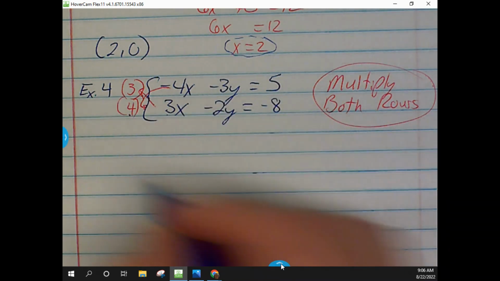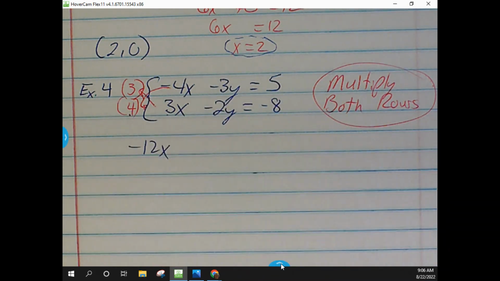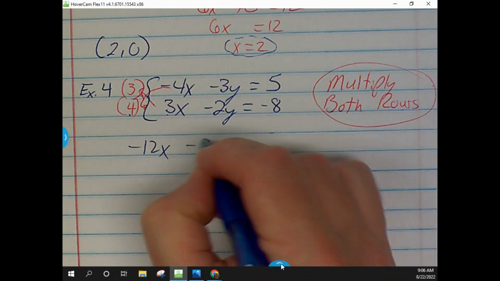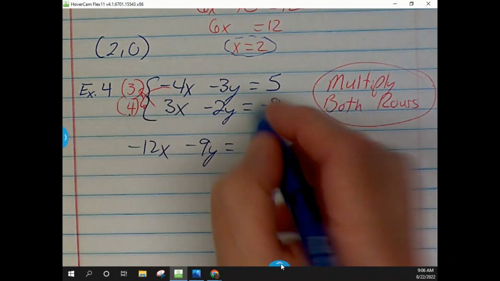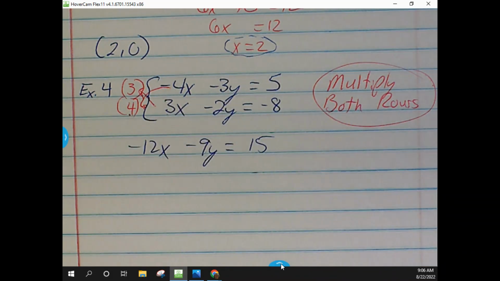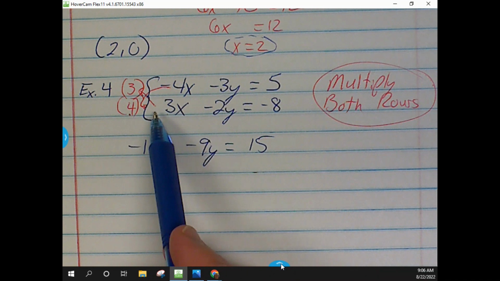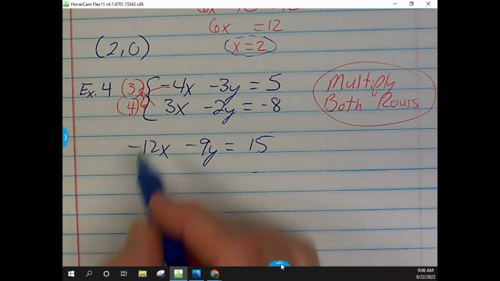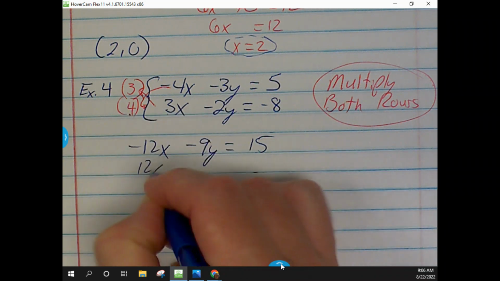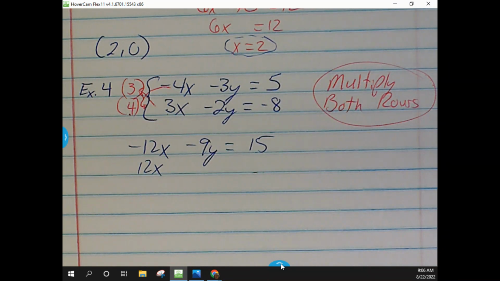So we've got 3 times 4, which would be negative 12. 3 times negative 3 is negative 9. And 3 times 5 is 15. Okay, so if we know the top one's negative, the bottom one's got to be positive. So if we get to this one and it's not positive, we might need to change the sign. But if we do 4 times 3 and it's 12x, it's already positive, so we're good to go.